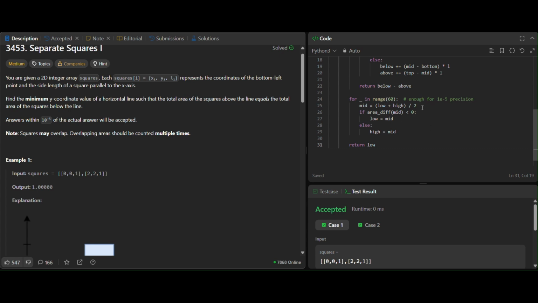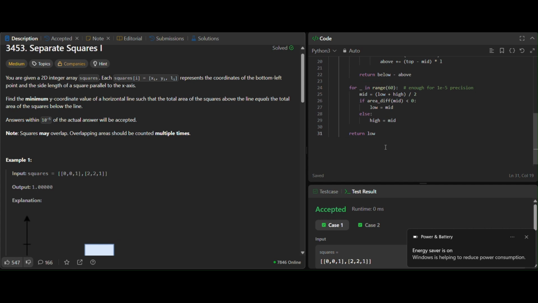Now we perform a binary search. We repeat this process 60 times, which is enough to guarantee the required precision. At each step, we compute the midpoint. If the area below is smaller than the area above, we move the lower bound up. Otherwise, we move the upper bound down. After the search converges, we return the final value of low as the answer.